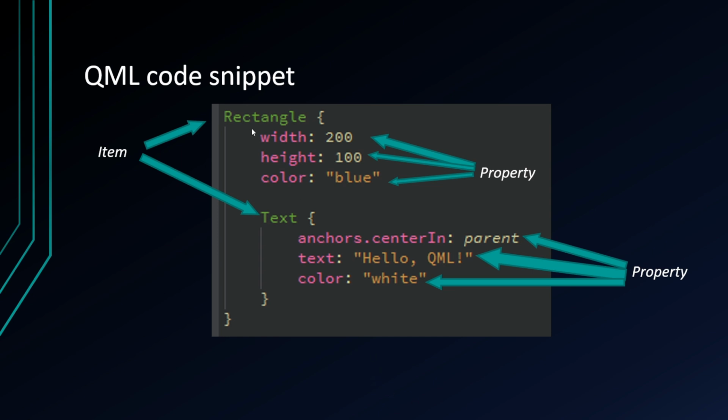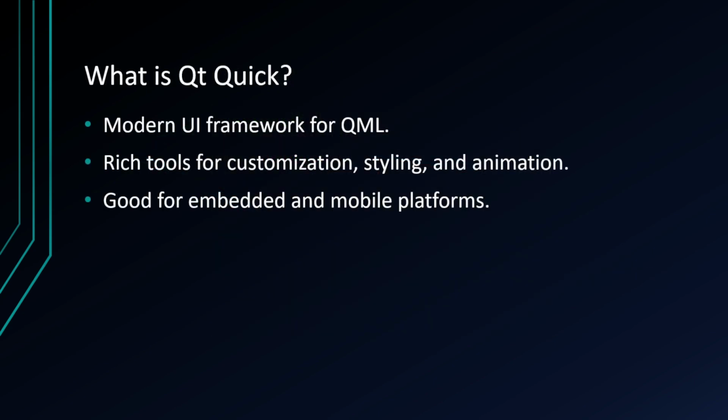So as you see here, you have some items, for example, a Rectangle. Well, you know what a rectangle is, and it has some properties, for example, width, height, color, and so on. So it means declarative language, like you declare what you want to see. QML language is used with Qt Quick. So what is it, and how are they related?